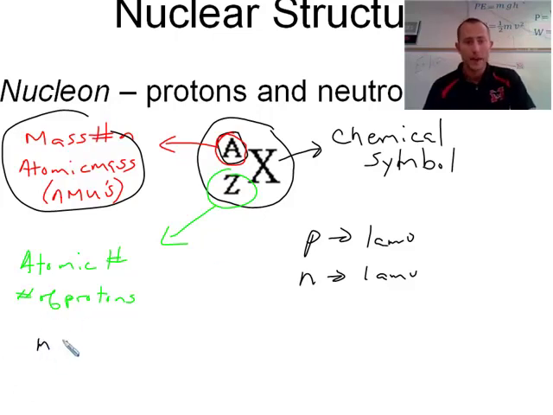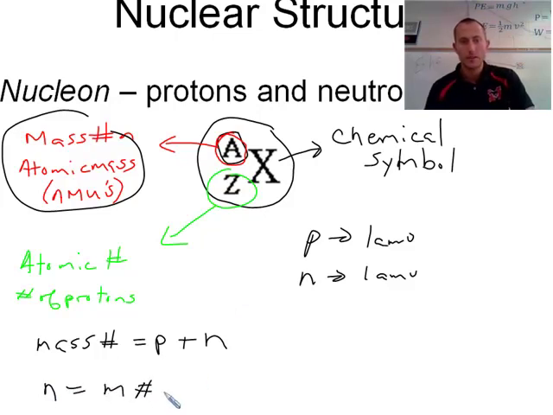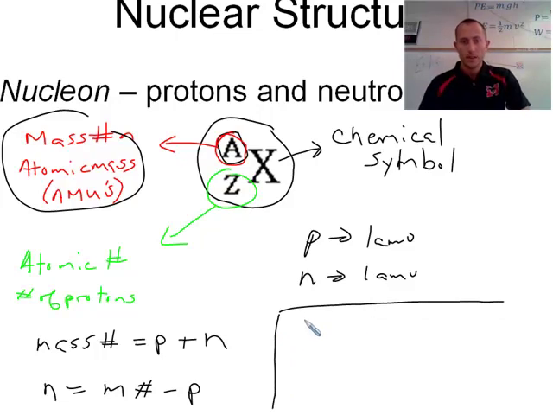So, mass number equals, and we'll just symbolize P and N, protons plus neutrons. If we want to find the number of neutrons, it's a simple subtraction. Mass number, we'll just say M, minus the number of protons. That gives us the number of neutrons in a particular nucleus. So we can symbolize, let's write this all in symbols. A equals P plus N.